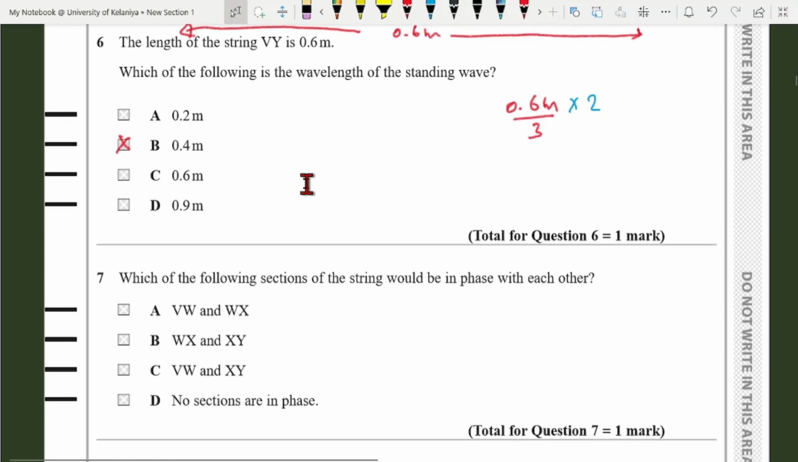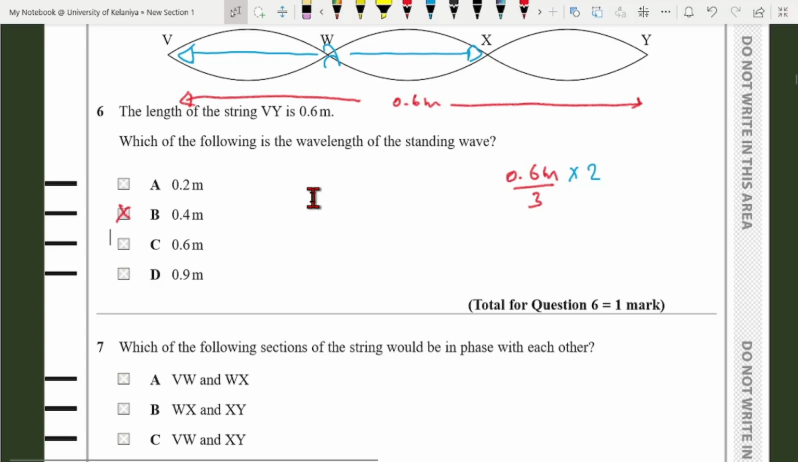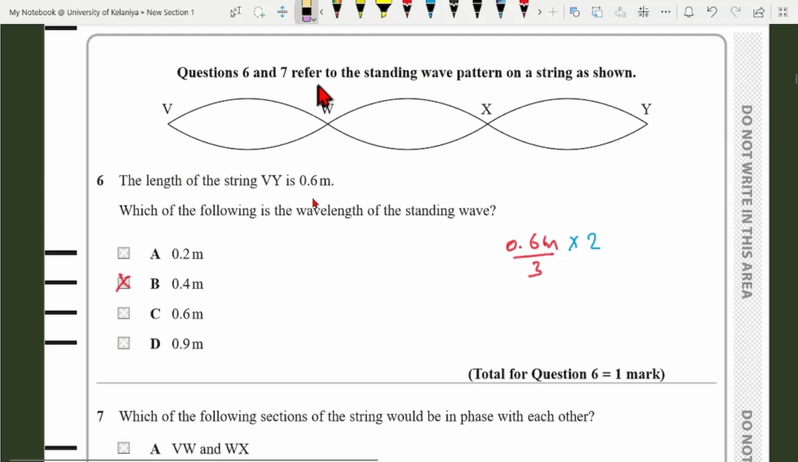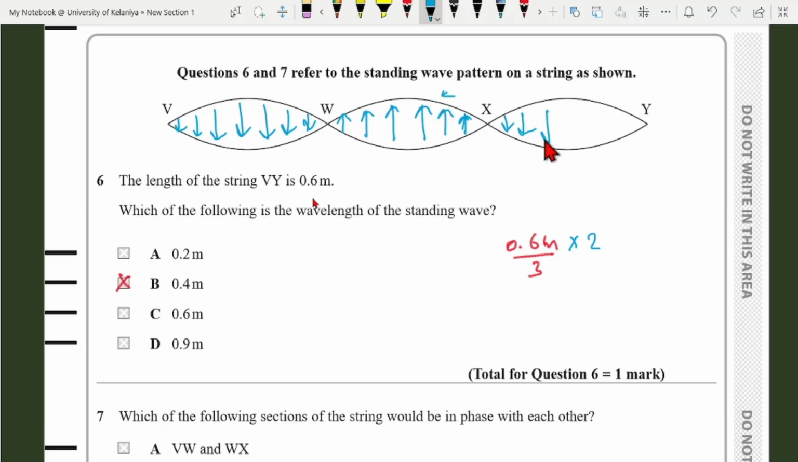Right. In the next one, they're asking which of the following sections of the string would be in phase with each other. That is also kind of a good question. In this case, if you assume the particles of the loop VW are moving downward, because this is a standing wave, they are moving like this, and the particles on the loop next to it will move in the opposite direction like this, so they are out of phase. So the particles in the next loop will move in the direction opposite to the previous one, so they will move like this.